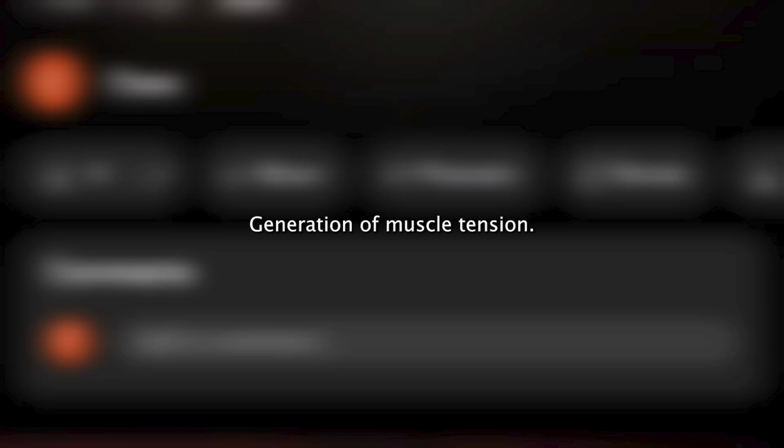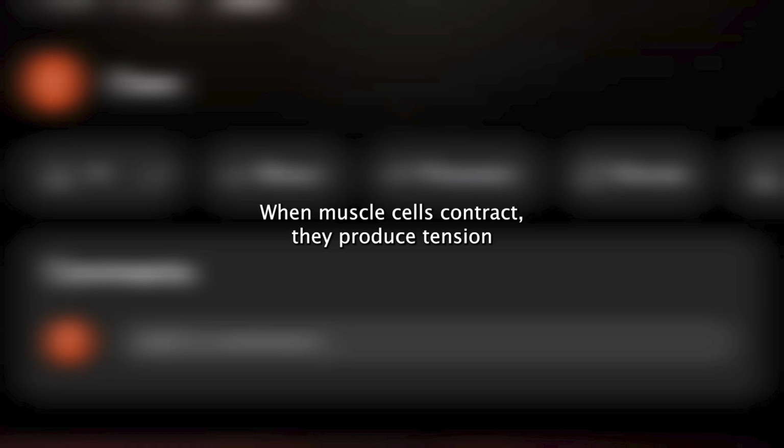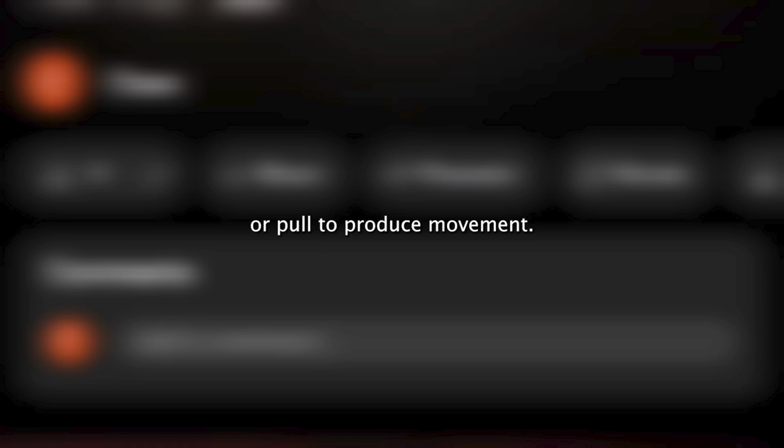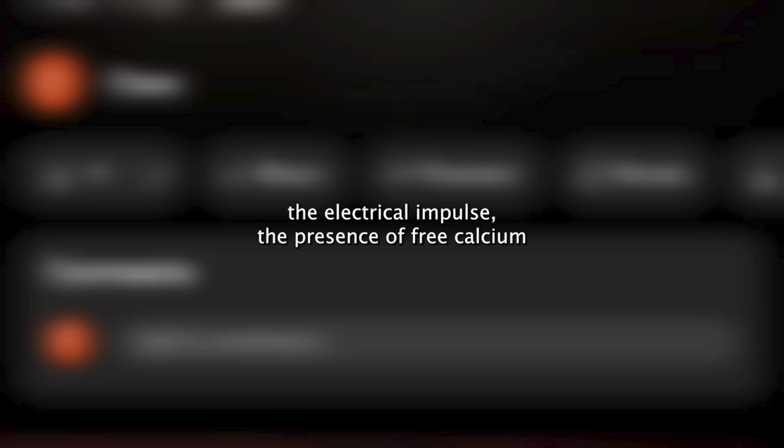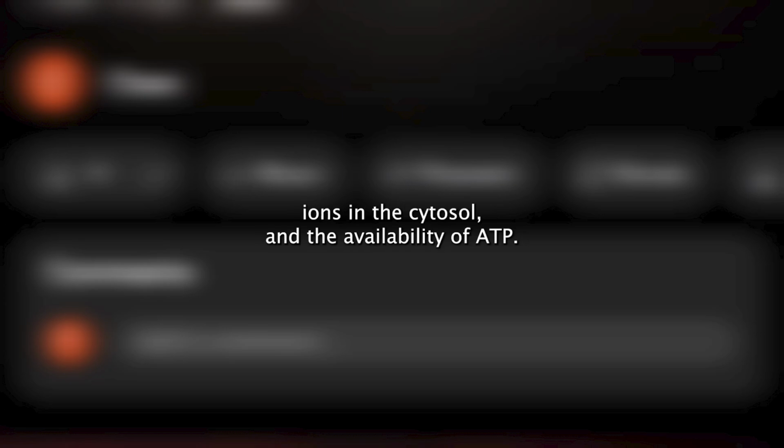Generation of muscle tension. When muscle cells contract, they produce tension or pull. To produce movement, tension must overcome the load or the resistance. The entire muscle shortens at the same rate because all the sarcomeres contract together. The speed of shortening depends on the cycling rate, which is the number of power strokes per second. The duration of a contraction depends on the duration of the neural stimulus, the electrical impulse, the presence of free calcium ions in the cytosol, and the availability of ATP.